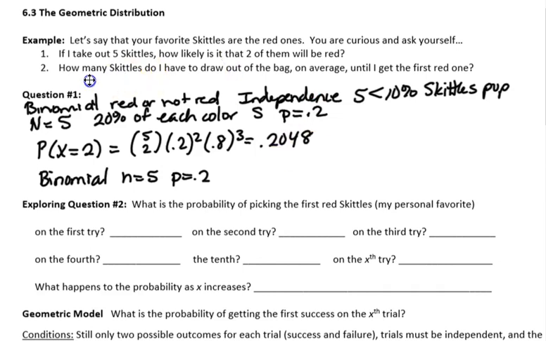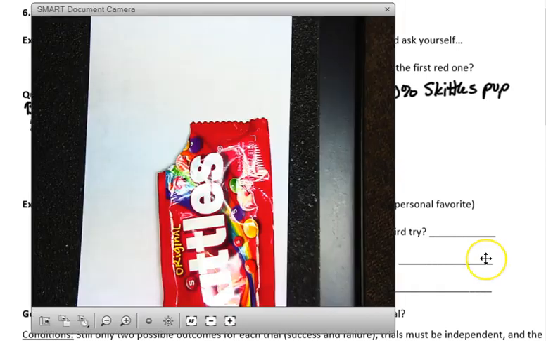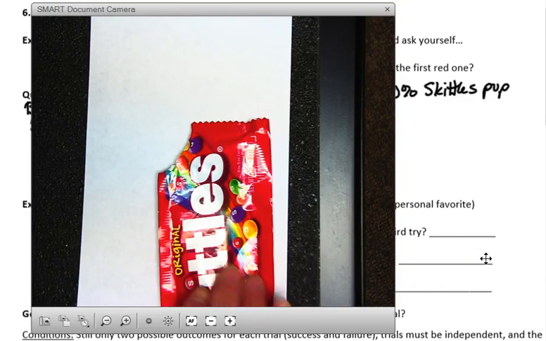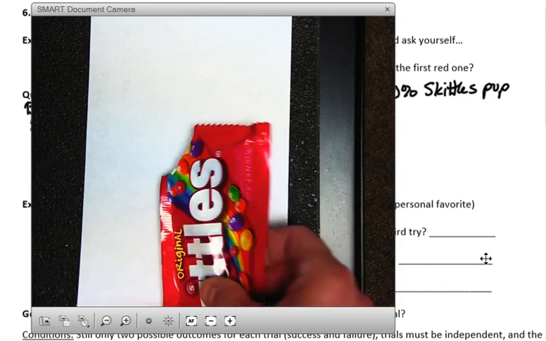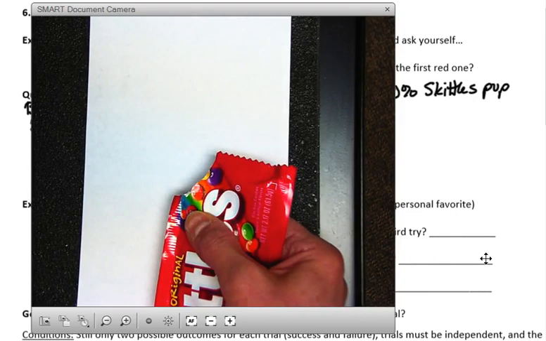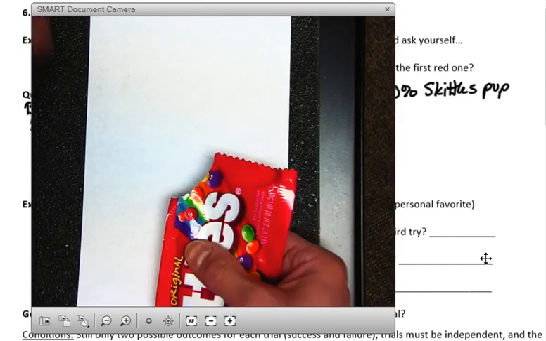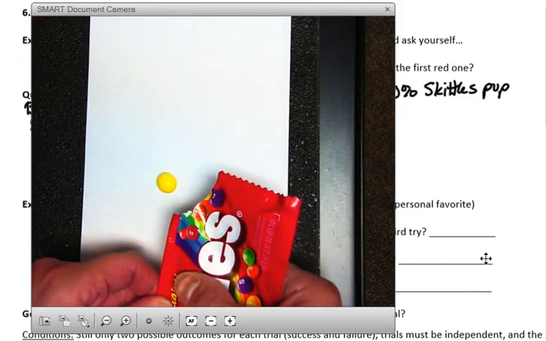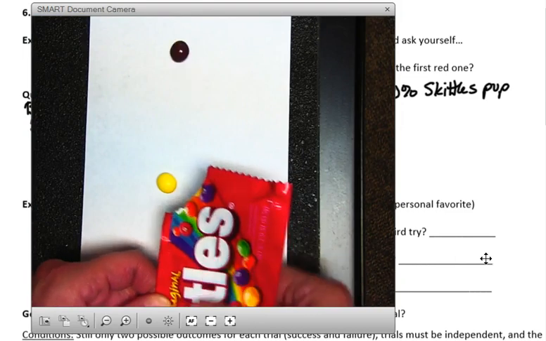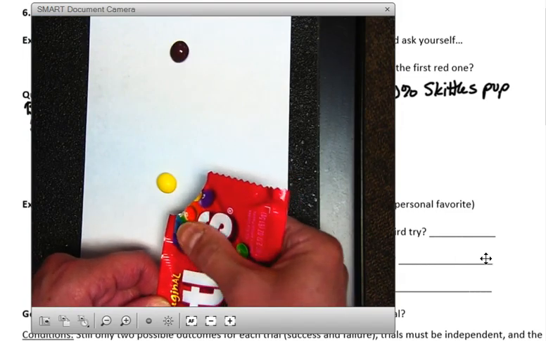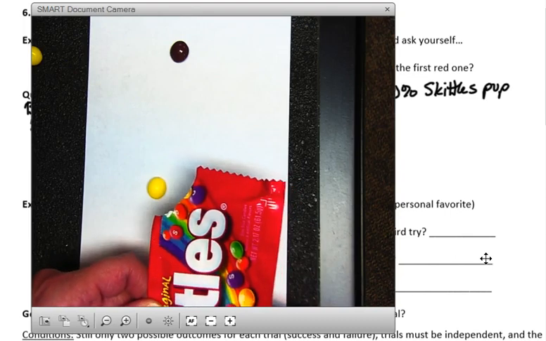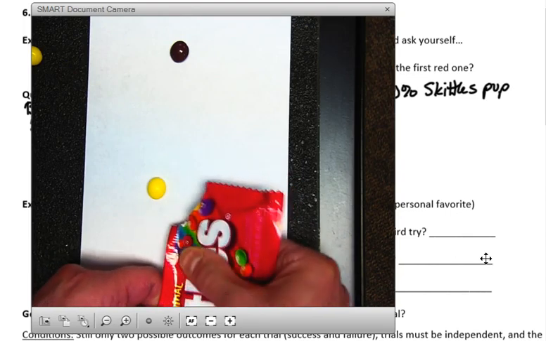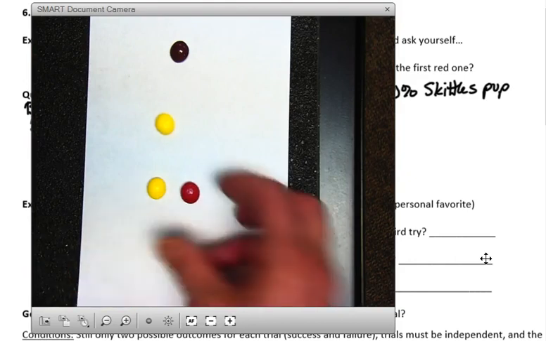Now the second question is, how many Skittles do I have to draw out of the bag on average until I get the first red one? So how is this different than the other one? I'm back with my Skittles bag again, and I'm going to start pushing those Skittles out and see how long it takes me to get my first red one. I got 1. Oh, that was a yellow. It kind of escaped on me there. Let's get it back here. There's 1, there's a yellow, then there's a purple, so that's 2. There's another yellow. They keep rolling away. 4. It took me 4 to get my first red.